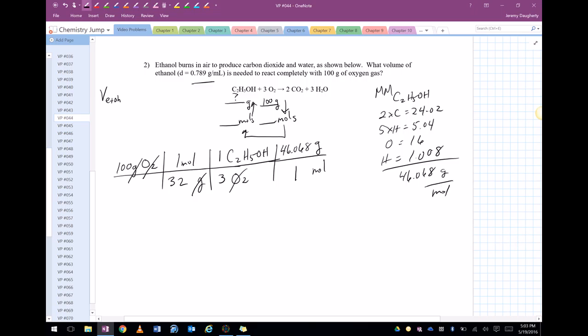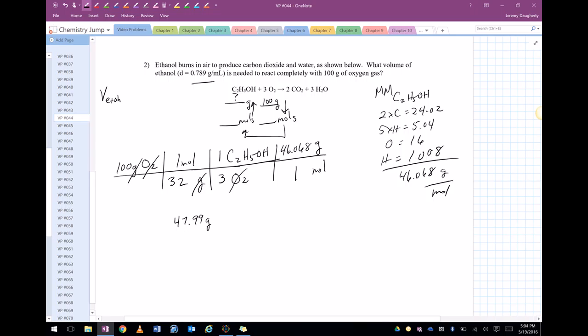All right, so 100 divided by 32, divided by 3, times 46.068. I get a value of 47.99, and that's grams. I'm going to keep that because I'm not done yet. We'll talk about the significant figures here in a second.